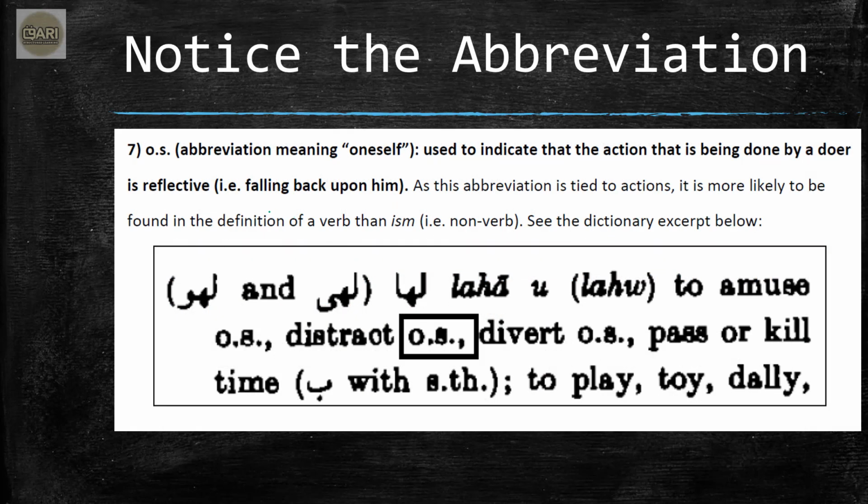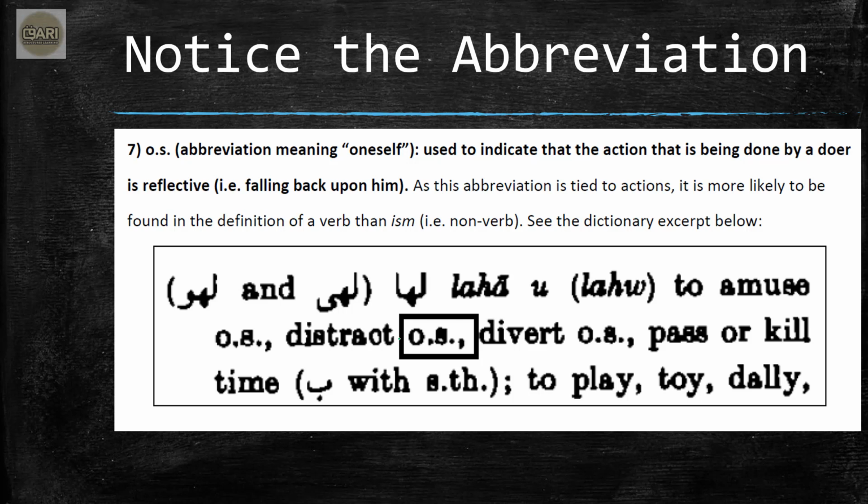Next one, the abbreviation OS is used to talk about one's self. So usually this will be used with verbs. So when you do an action, but you're doing the action to yourself, then they'll use OS. So here it says laha, which means to amuse oneself, to distract oneself. So it's not just to amuse. That would be elha, which would be form 4, and we don't want to get into that. I'm just, laha is to just be distracted.